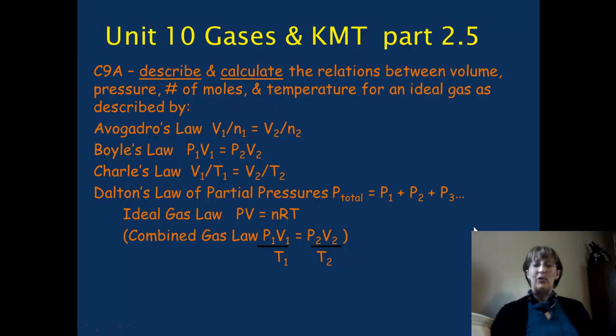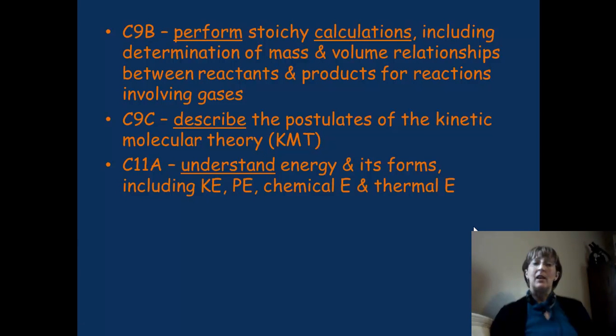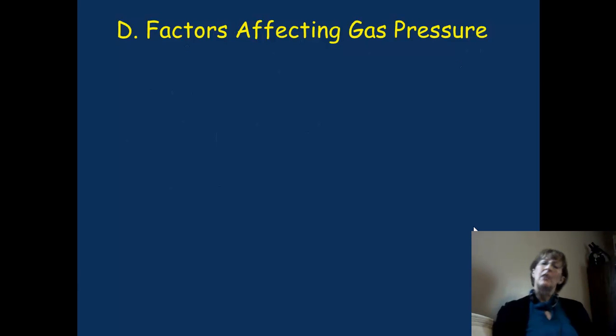So you still have to be able to describe and calculate the relationships between pressure, volume, temperature, and moles in an ideal gas. You need to perform some stoichiometric calculations involving gases and masses. You need to describe the kinetic molecular theory and understand different forms of energy. So, letter D, factors affecting gas pressure.